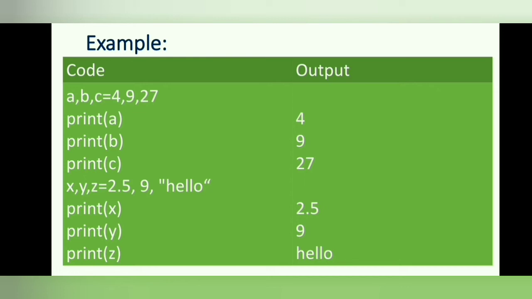In this code, A, B, C, X, Y and Z are variables declared to the left of the assignment operator and separated by commas. Similarly, 4, 9, 27, 2.5, 9 and hello are the respective values of the variables that are provided on the right hand side of the assignment operator separated by commas.